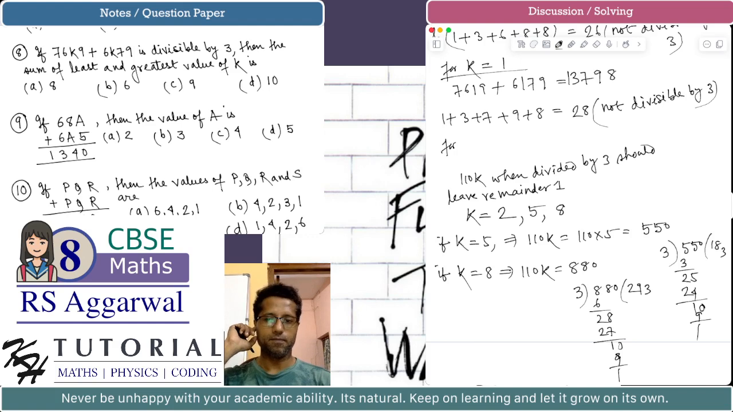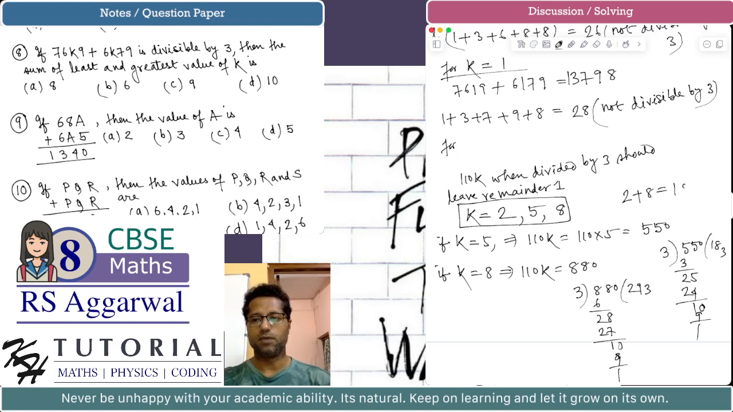Now after 8, the possible value of k should be 8 plus 3, that is 11. But k is a digit, its value is from 0 to 9. So the possible values of k are 2, 5 and 8, and the sum of the least and the greatest value is 2 plus 8, which is equal to 10. So the correct choice is D.